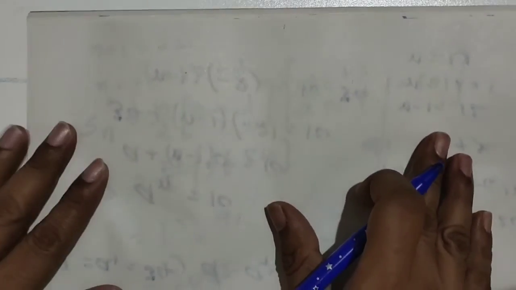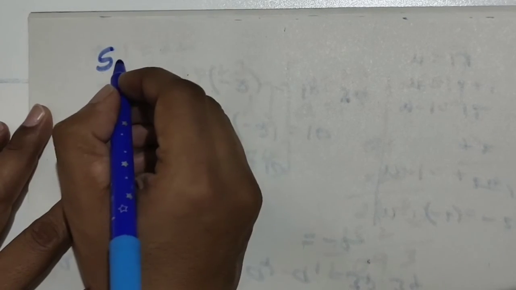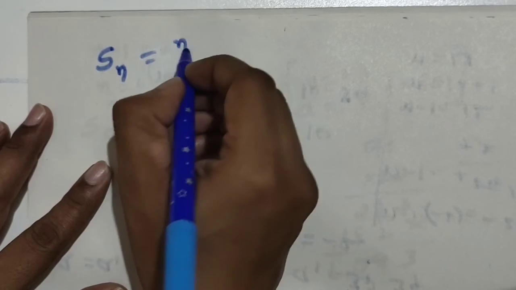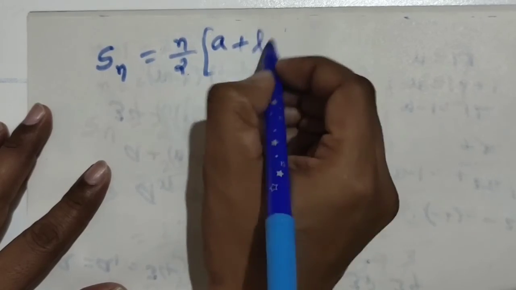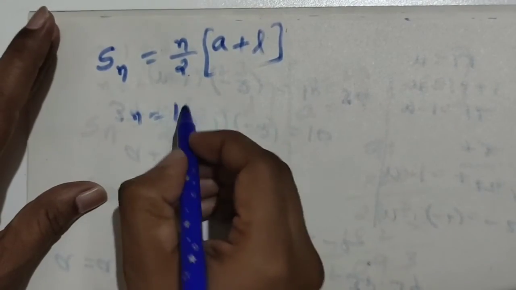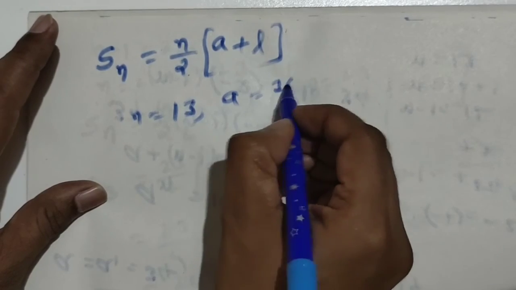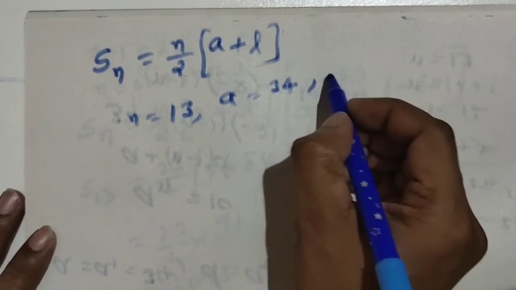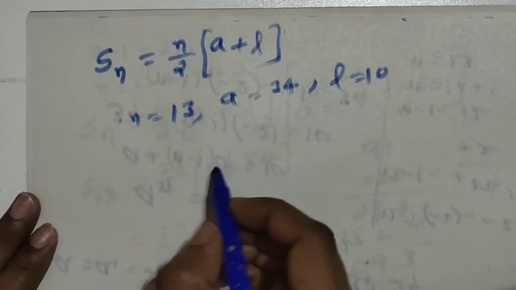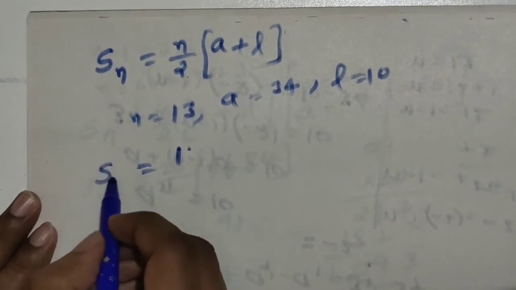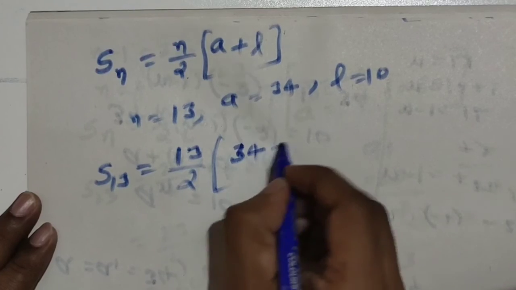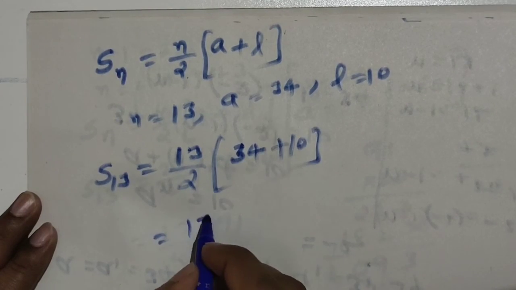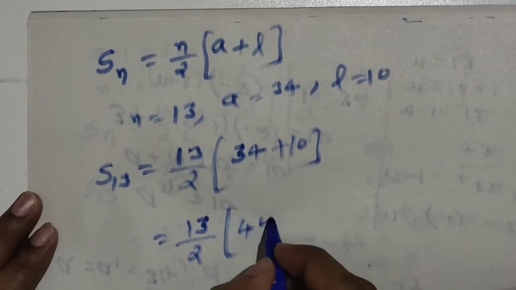So now we have to find S13. That is again the Sn formula. We can write again another formula of Sn: n by 2 into a plus l. So here n is equal to 13, a is equal to 34 and l is equal to 10. By substituting, we get S13, that is sum of these 13 terms, 13 by 2 into 34 plus 10. Now 13 by 2 into 44.